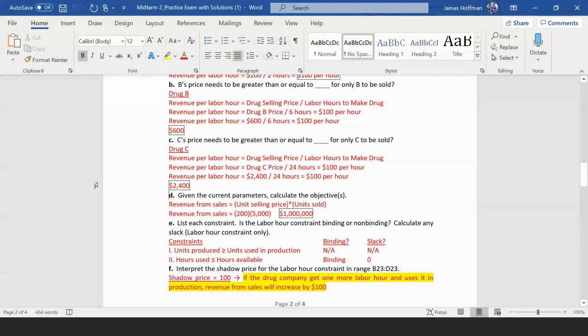All right, then we're still on number one. Part D is given the current parameters, let's just calculate the objectives.